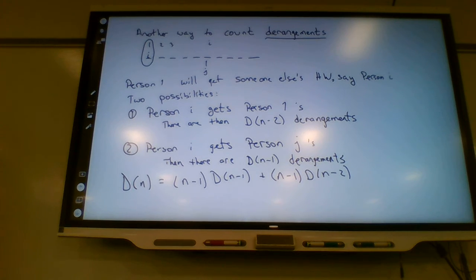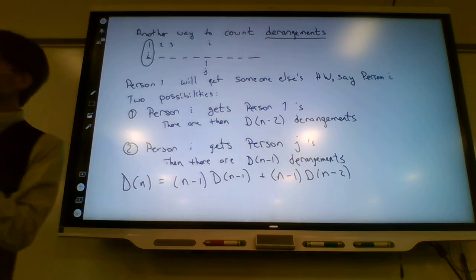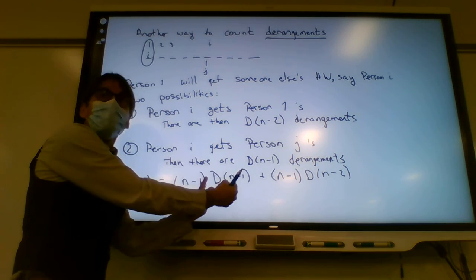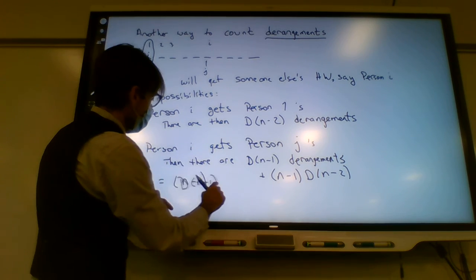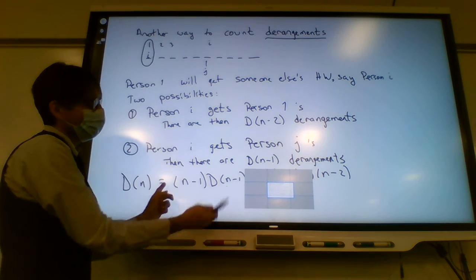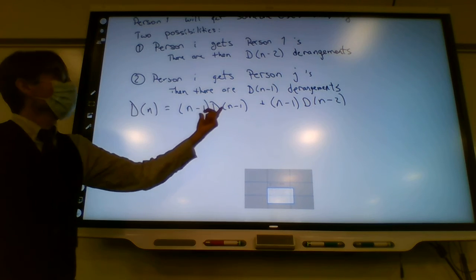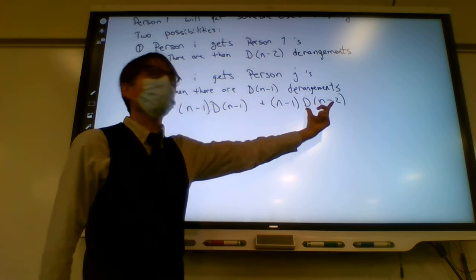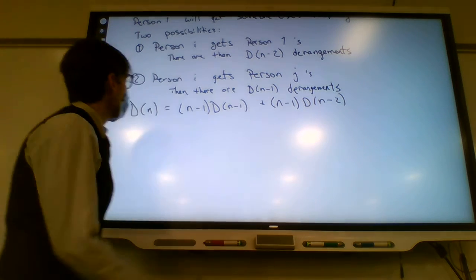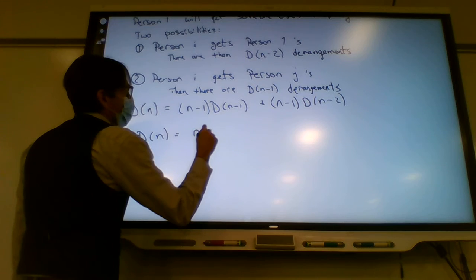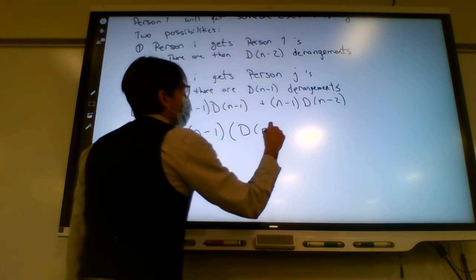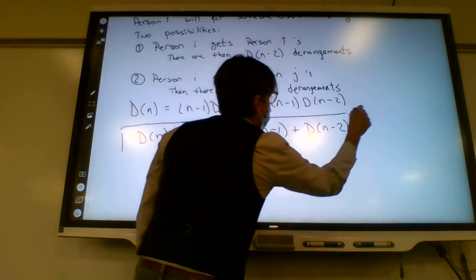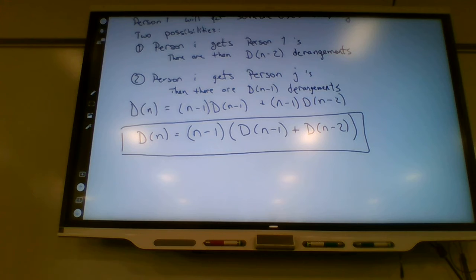Make sense? So these are two separate categories. That's why we have addition between them. In one category, person one gets someone's homework and that person doesn't get person one's homework, so this many things can happen there. In the other situation, person one got person I's homework and person I got person one's homework. So those two swapped and then everybody else's homework is all jumbled up. So N becomes N minus one times that. And there is another formula for counting derangements.